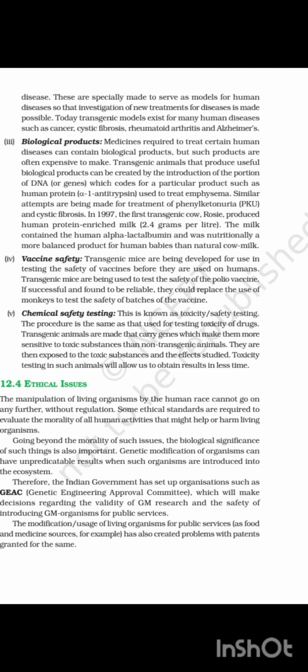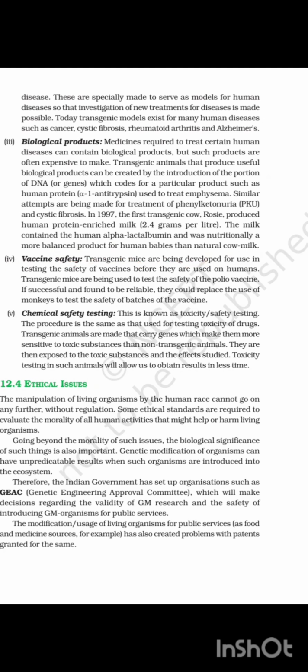In 1997, the first transgenic cow, Rosie, produced human protein enriched milk, 2.4 grams per liter. The milk contained the human alpha-lactalbumin and was nutritionally a more balanced product for human babies than natural cow milk.